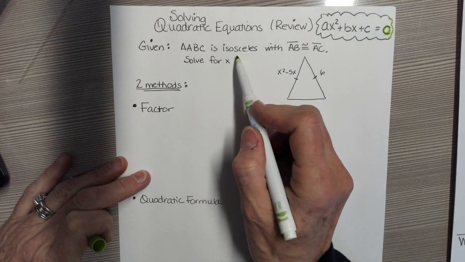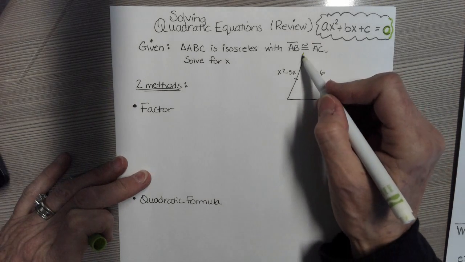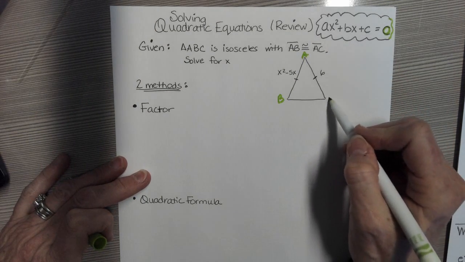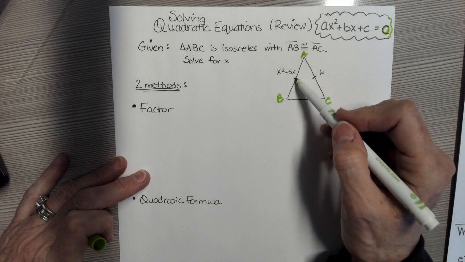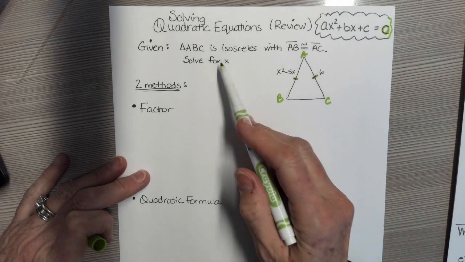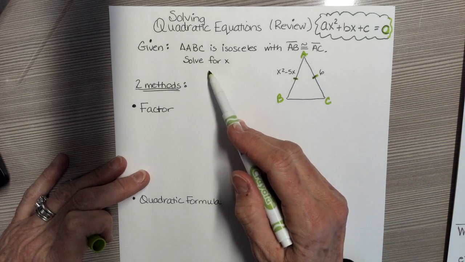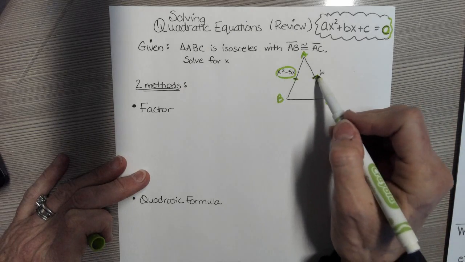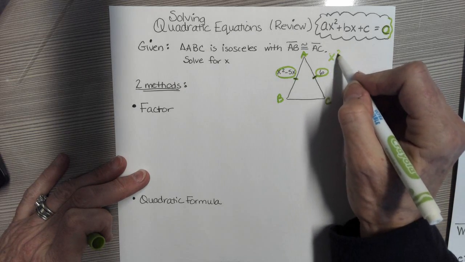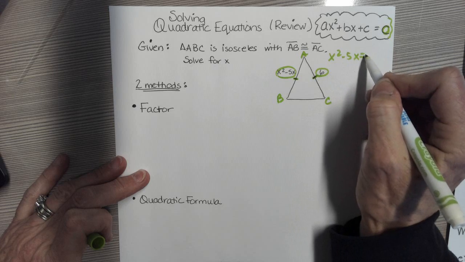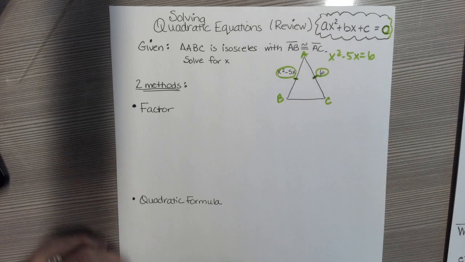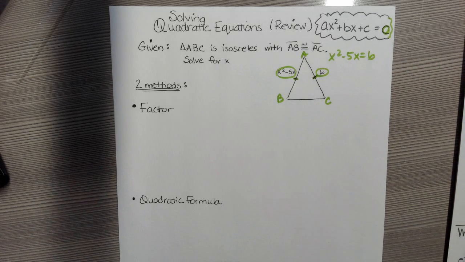It says triangle ABC is isosceles with segment AB congruent to segment AC, and you're supposed to solve for x. So you think, okay, no problem. I set this equal to this, and I get x squared minus 5x equals 6. Now what do you do? So that's what we're going to review real quickly.